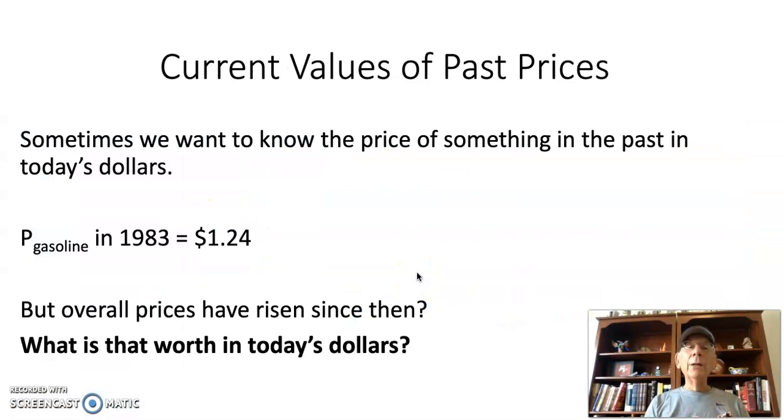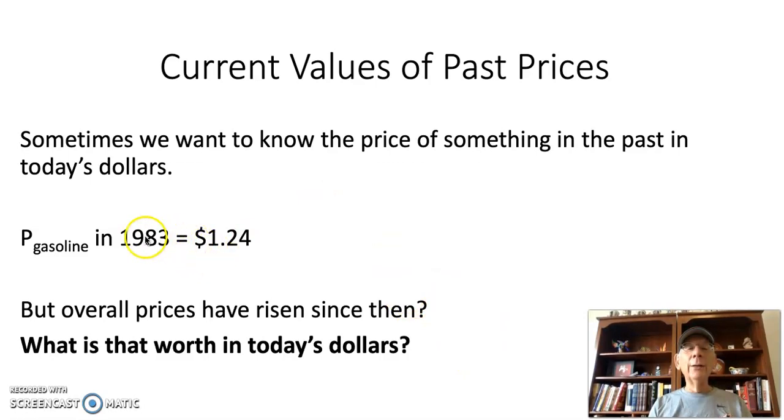Well, another thing that we sometimes want to know is, if we look at something in the past, how much is that worth in today's dollars? Let me work through an example here. I did some looking online, and for the period right around the base year, 1983, Congress could not agree on a single year, so they used the average of 82 to 84. But the price of gasoline in 1983 was $1.24. But overall prices have risen since then.